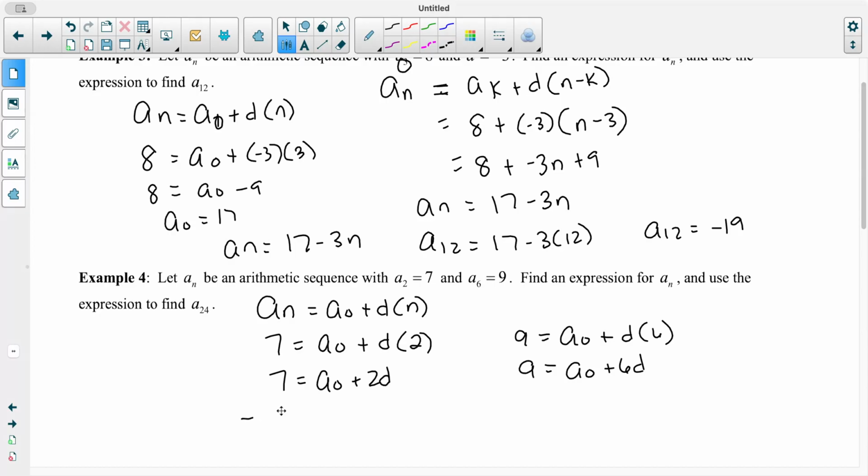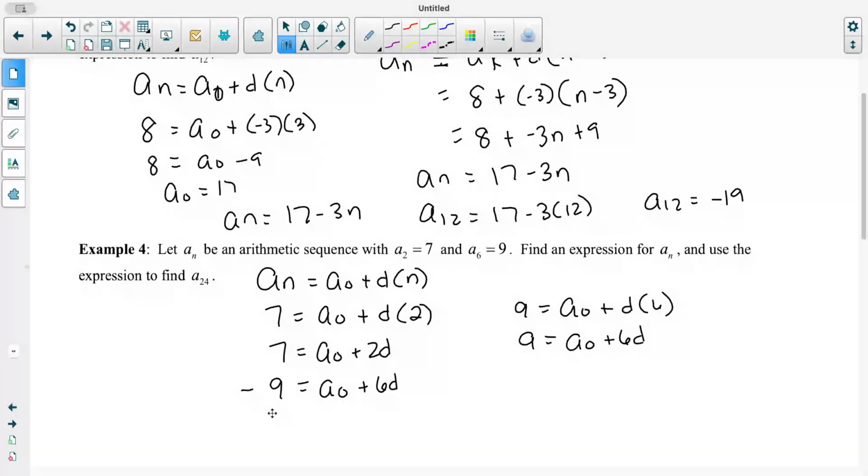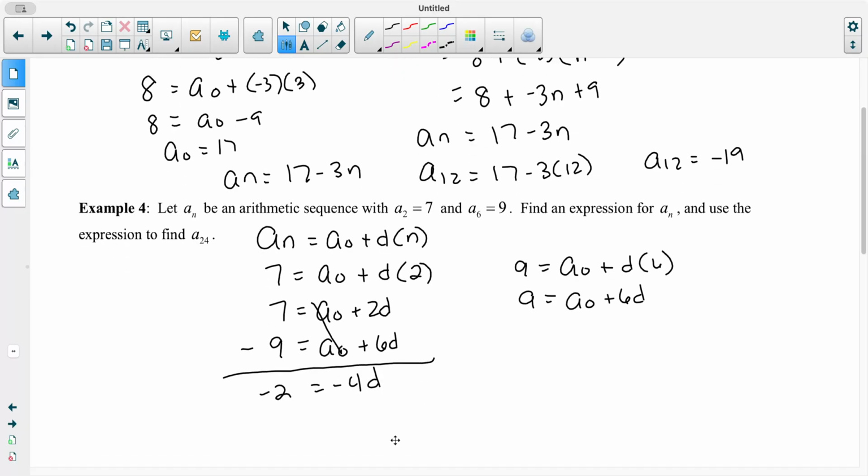So if I subtract them, just set them up one over the other, because they are already lined up, which is kind of nice. If I subtract these, 7 minus 9 is negative 2. That cancels. 2d minus 6d equals negative 4d. And then if I divide to solve for my common difference, I'm dividing by negative 4.